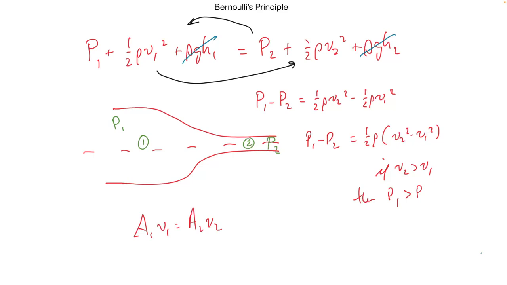In other words, if a fluid speeds up in a pipe because the pipe gets narrower, what happens to the pressure? It decreases. Wait, what? Like, what? Bernoulli's principle states that the faster a fluid moves, the lower its internal pressure.